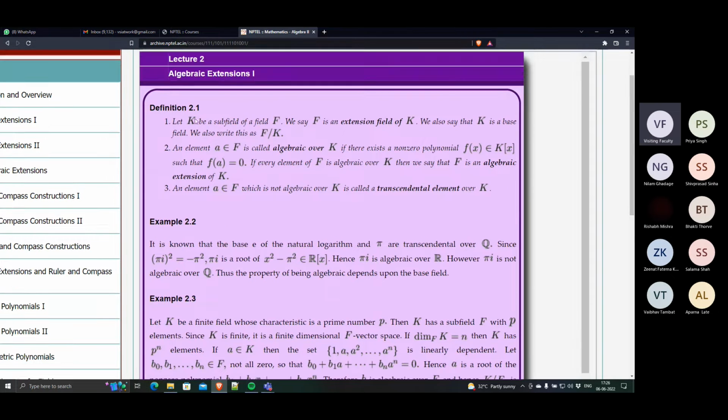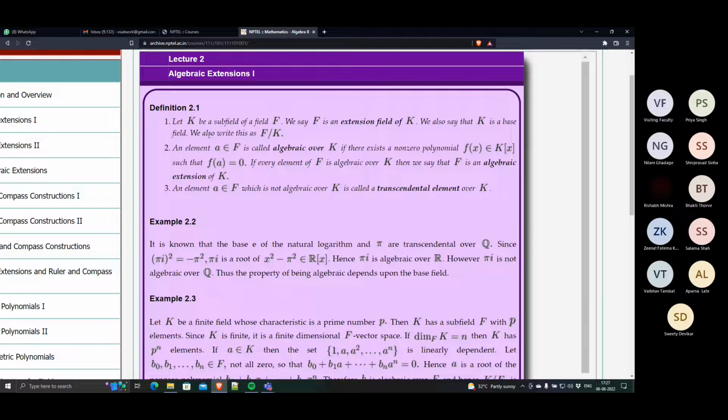Let K be a subfield of F. F is a field, K is a subfield, a subring of F which is also a field. Then F is called an extension field of K. K is called a base field of F. F is the larger field, K is the smaller field, K lies below F. So F is said to be the extension, K is said to be the base, and we will write this as F slash K.